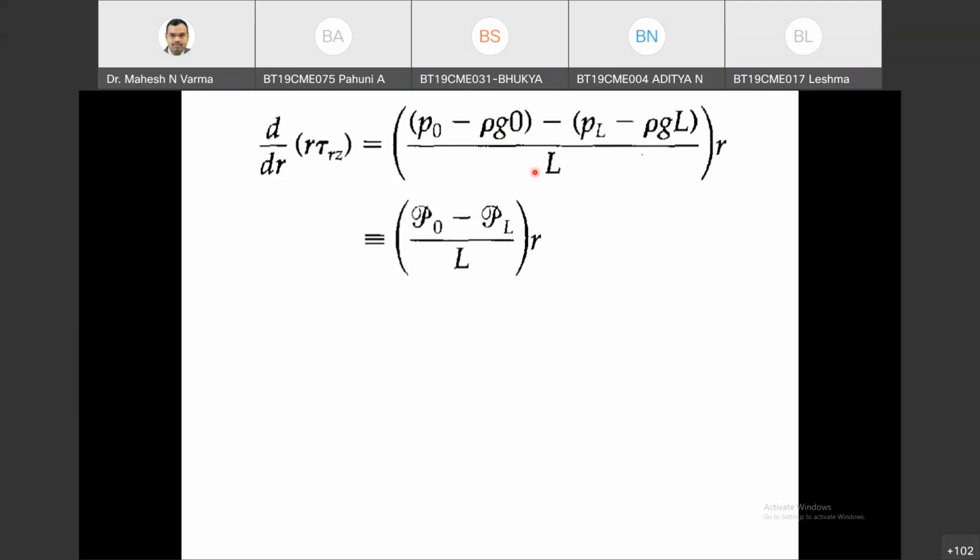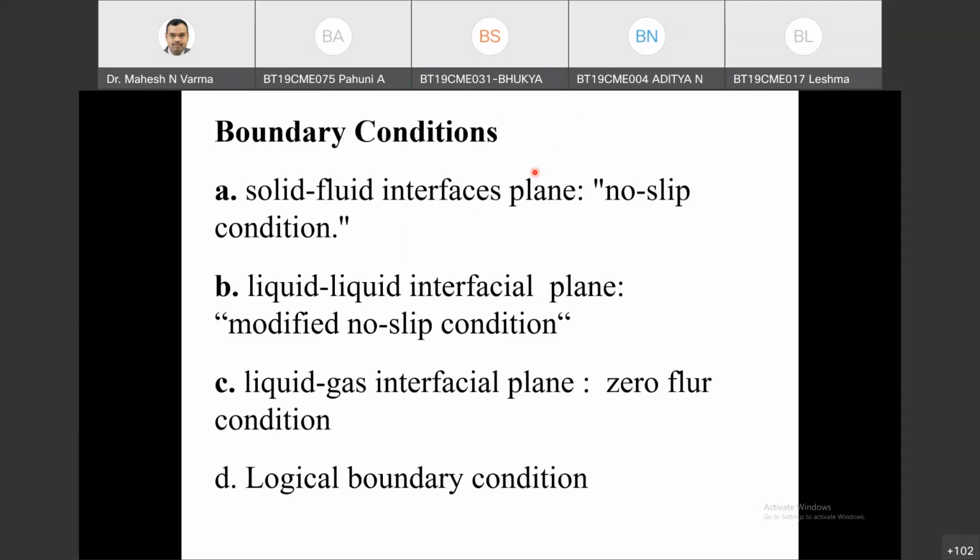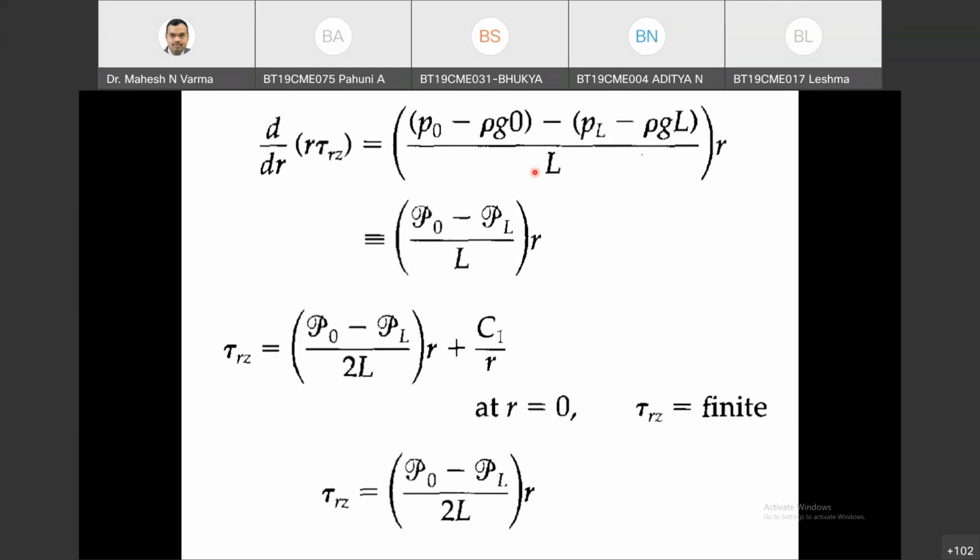Anybody else has any doubt till this point? Then we'll continue this discussion in the next class. Thank you very much. If you have any doubt, you can just tell me. Otherwise, we can close down this class.